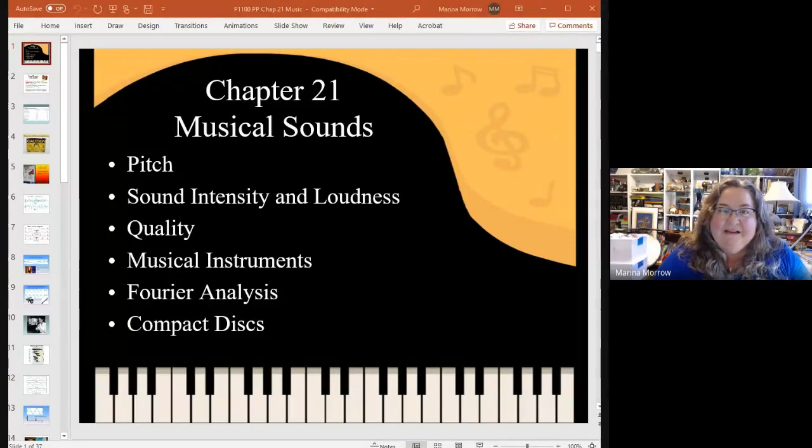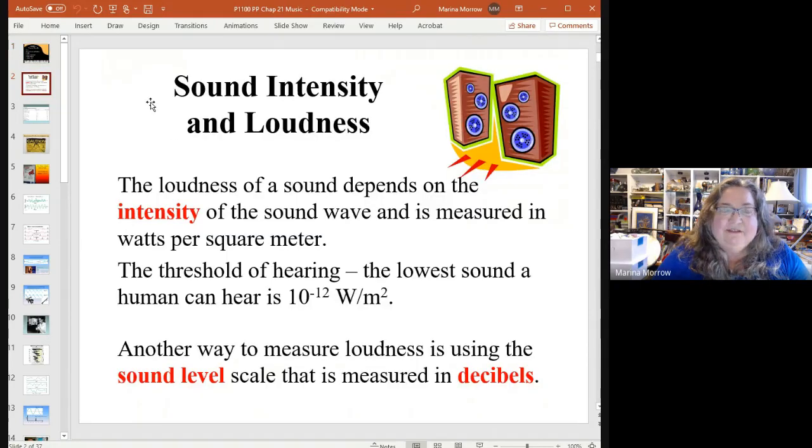Okay, so we're going to look at chapter 21, which is on musical sounds. This is a pretty short chapter, but let's look at the first thing, which is about sound intensity and loudness. Intensity is the way that a sound strength is measured.